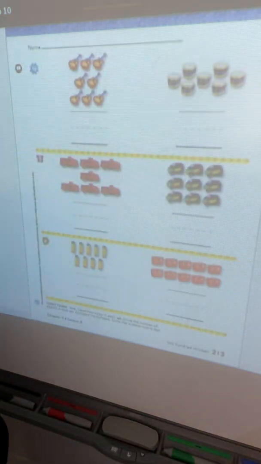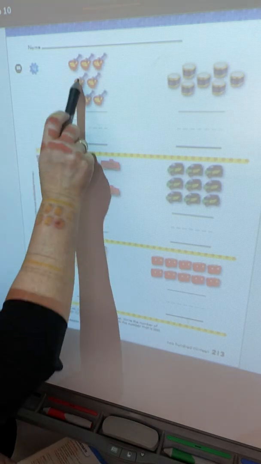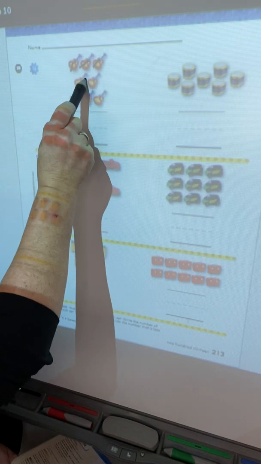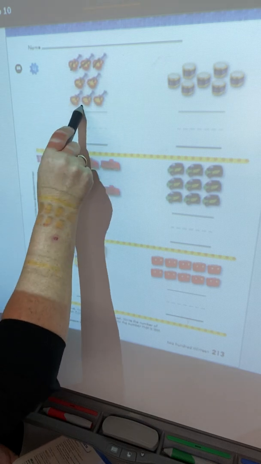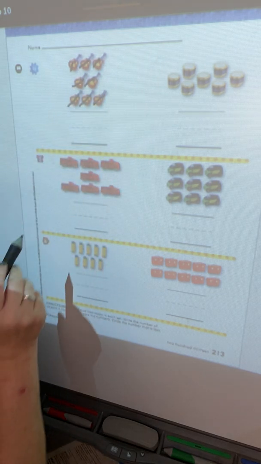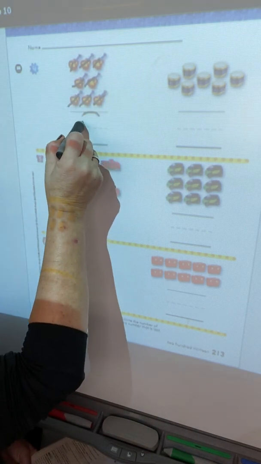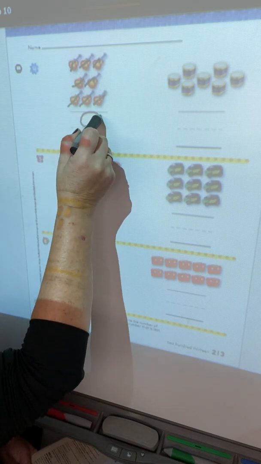On this page, we're going to start comparing and see which one has the least or the smallest number this time. So let's start by counting the guitars. Here we go. 1, 2, 3, 4, 5, 6, 7, 8. Do you remember how to write an 8? Make that S and cross the tracks.